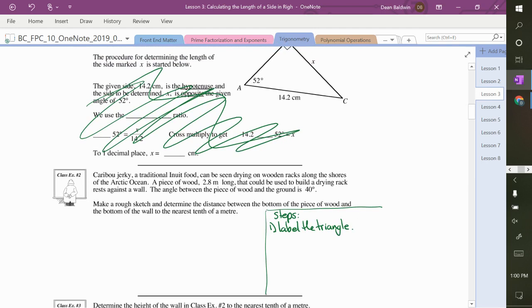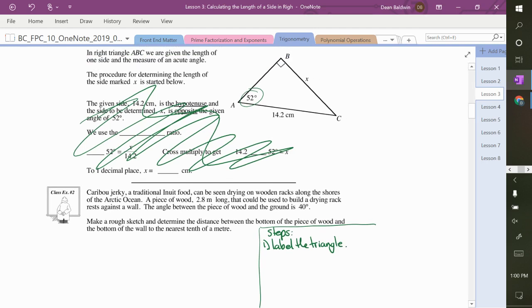All right, so you label a triangle off of the angle that you're given. So this is the angle I'm given, or that you're asked to find. Label all the sides. Opposite, adjacent, hypotenuse. Which side here is the hypotenuse? 14.2, because it's across from the right angle. So this is the hypotenuse. X has to be the opposite, and this is adjacent. Okay.